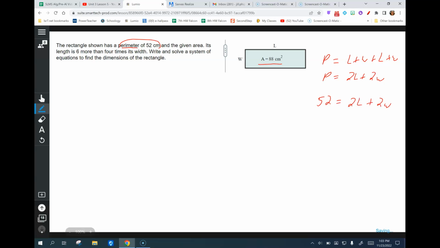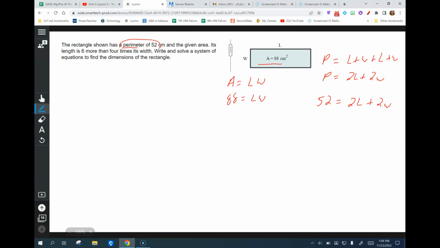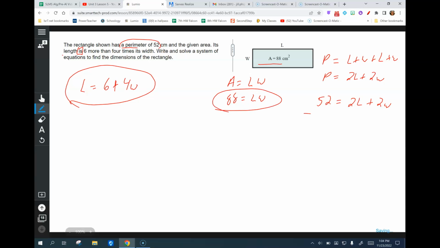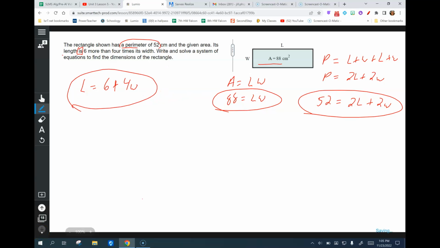So there's one equation. Now to get the area, how do I find area? That's right, I take L times W. So I have 88 is equal to L times W. The other equation says its length, so L is 6 more than 4 times the width. Wow, we have equations all over the place. We're going to use just 2 of those. I'll use this one because I think that's an easy one, and this is pretty short, so I might use that one.